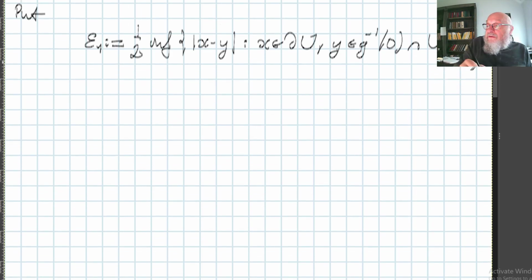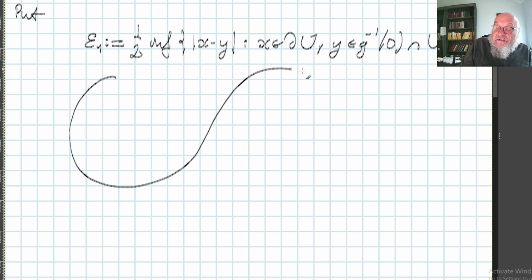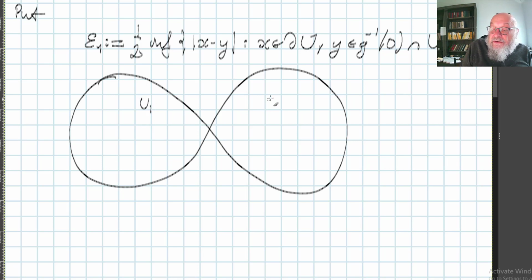If my set U looks like this, so it's composed of two components, U1 and this is my U2, and you see here we have some zeros, maybe like this, a compact set, and those are zeros of G.